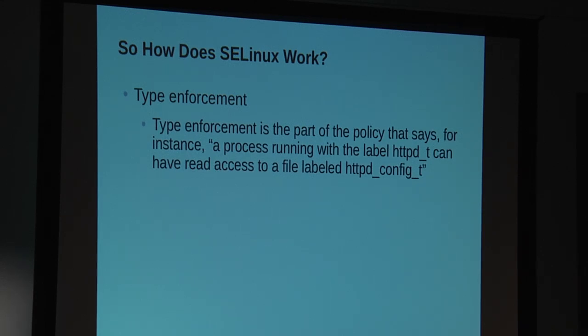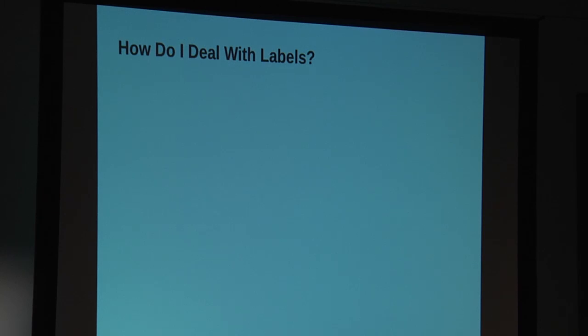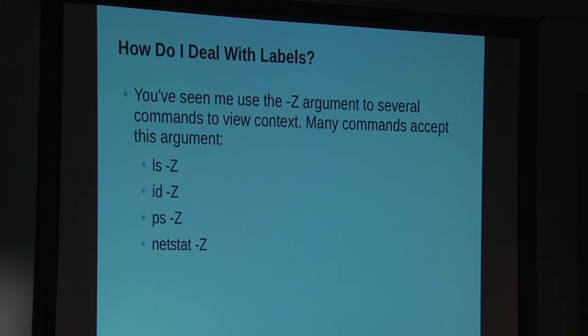So that's a great example of what type enforcement and labeling is all about. Type enforcement is a part of the policy that says, for instance, a process running in the context of the httpd type can access files that are of the type httpd_config_t. But it doesn't make sense for those processes to be able to access your /etc/shadow file. So, how do I deal with these labels? Well, there's a number of things that you can do.